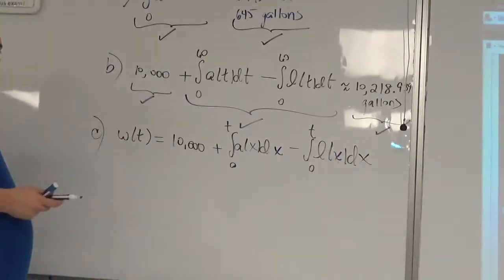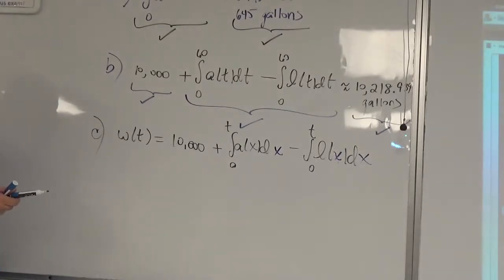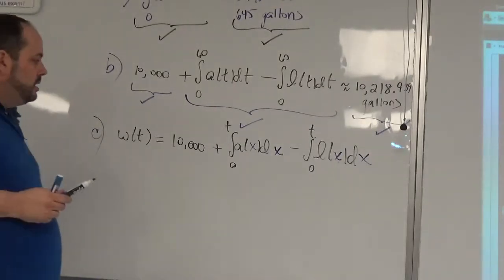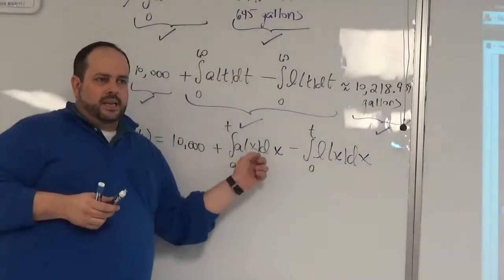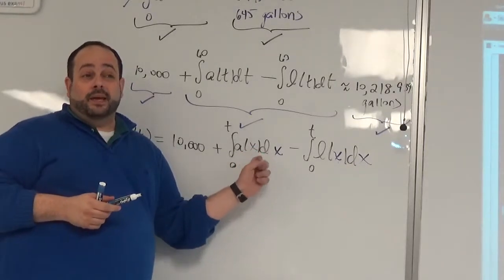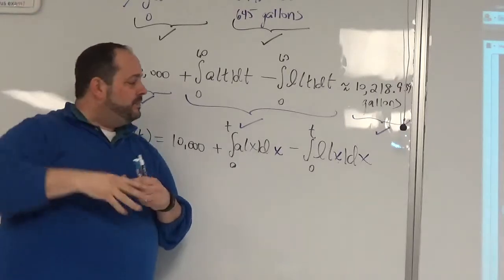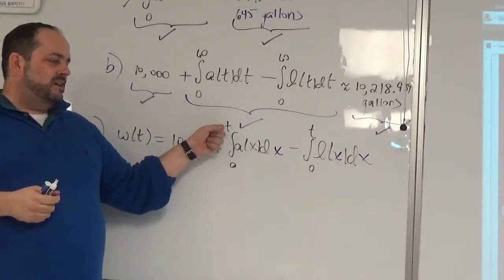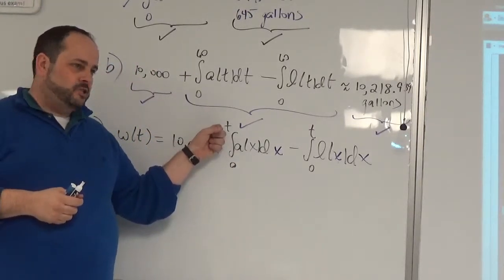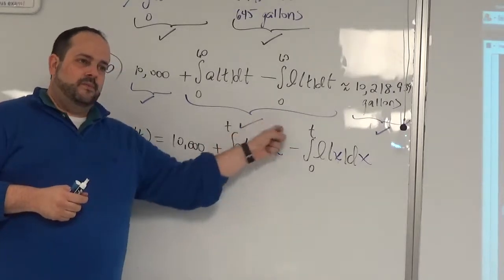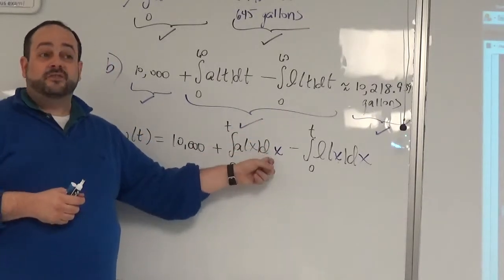Cassandra, why did I change the t to an x? I'm being really, really picky here. If I'm holding you to the highest bar possible, if you're using a variable for your limit of integration, you don't want to use the same variable inside the integral. So you change this variable.